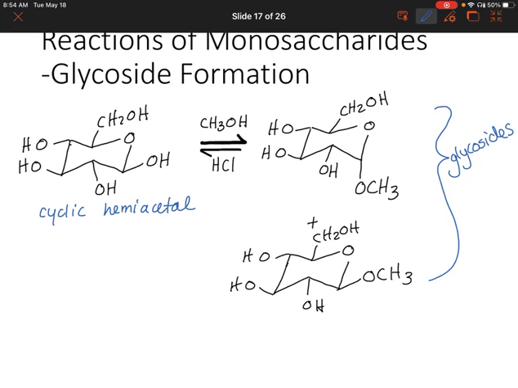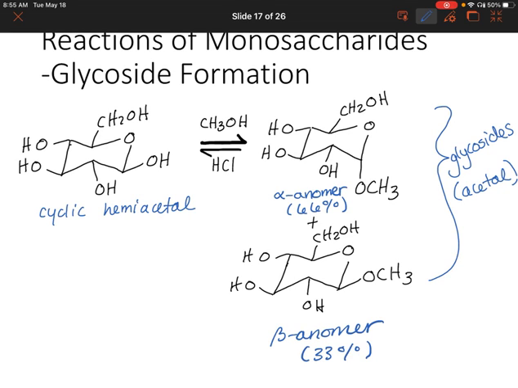Now, glycosides we can also refer to as acetal groups or acetal molecules. Okay, so again, the top structure is our alpha anomer. And 66% of our products would be the alpha anomer. And then the beta anomer is down below. And 33% of our product would be the beta anomer.